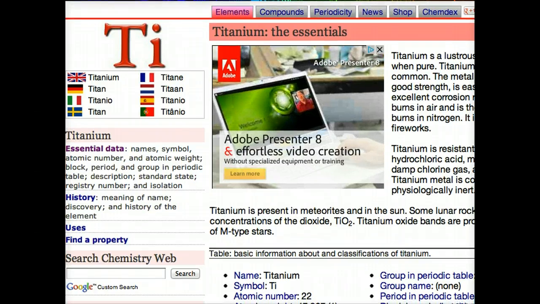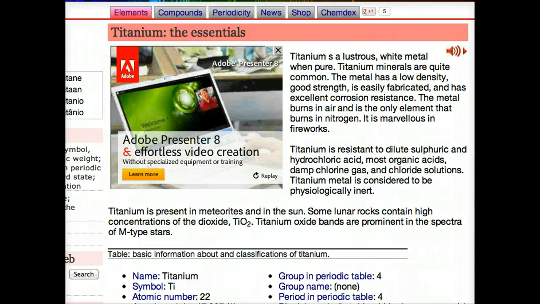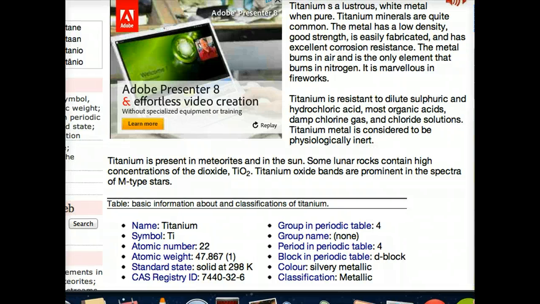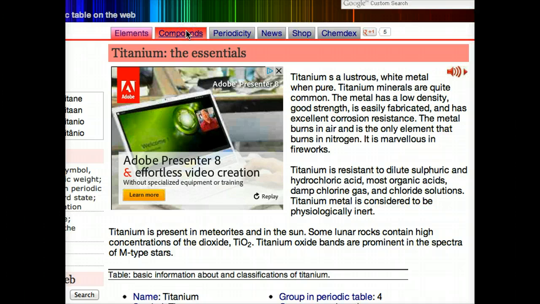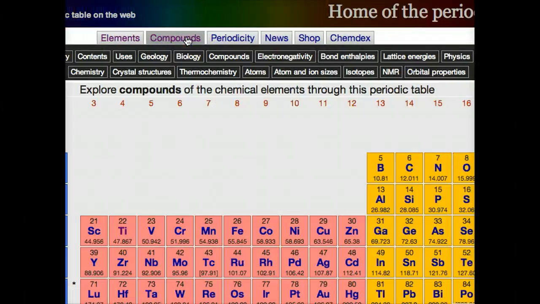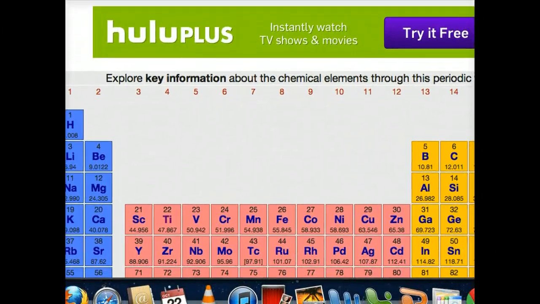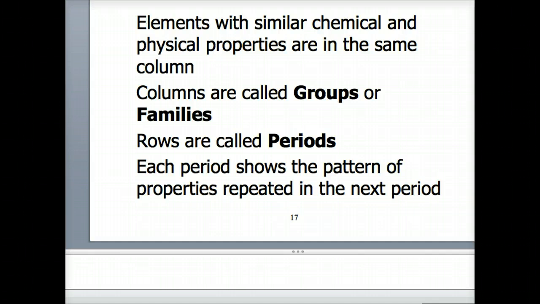So there's the symbol for the element, okay? There is a statement about titanium and what it is and what it does. All of the properties of titanium, what group it's in, what period it's in, what it looks like, what its atomic number is. And up at the top here, it has the compounds that it makes, and periodicity and other things that you can click on. So this is an interactive periodic table, which is one of the reasons why I picked it for you to look at.